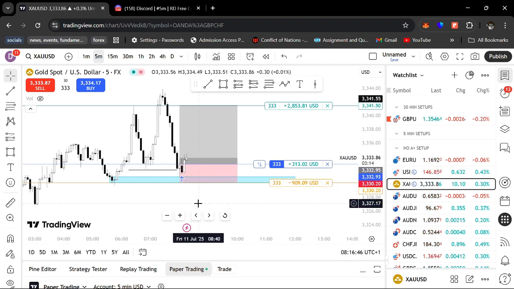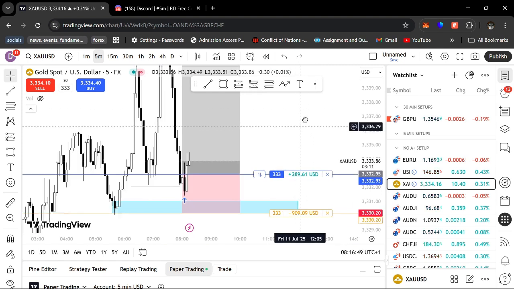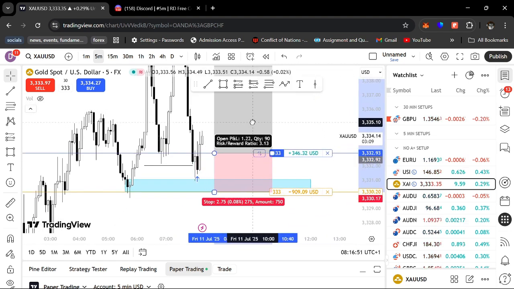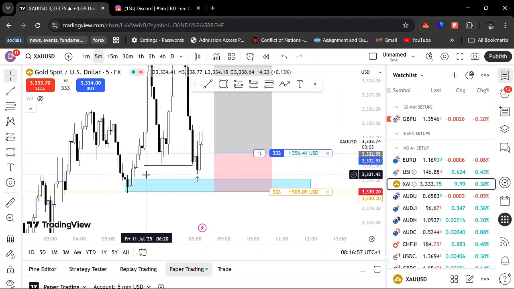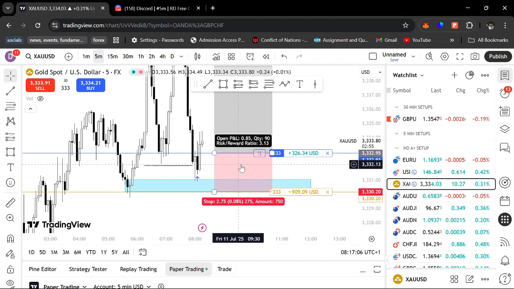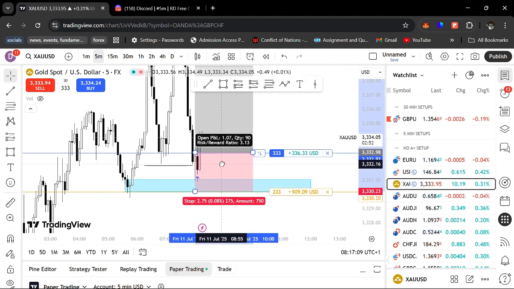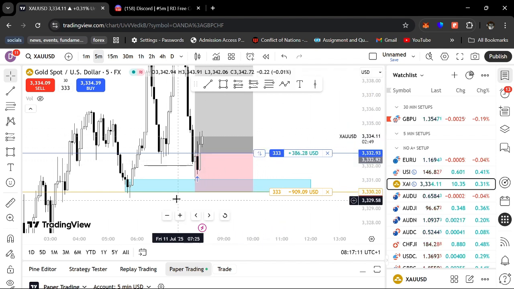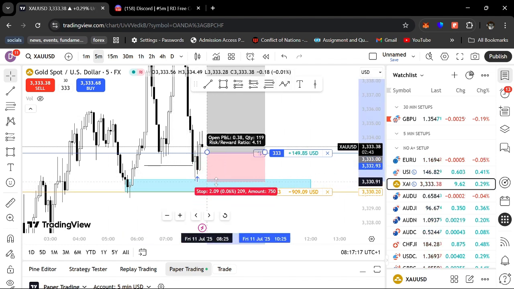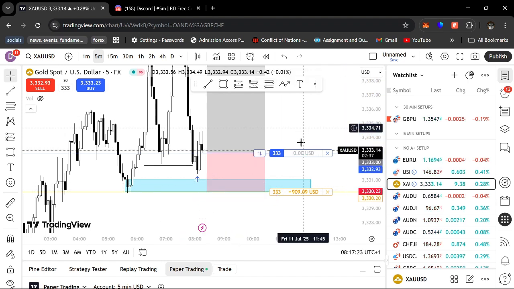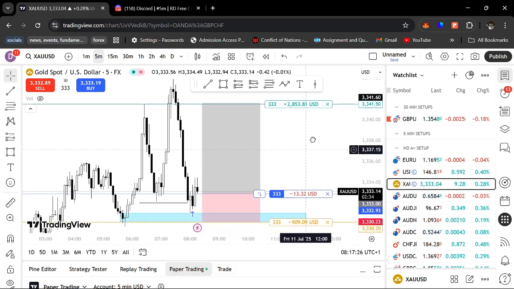Now my entry criteria: I only enter using market orders. I don't use limit orders anymore. So when I see price tapped into the zone, I want to see candlestick rejections from that zone. Candlestick rejections like this. Once I saw this bullish rejection, that was my go-to sign to enter. So I entered here. My stop loss is just beneath the zone, but most times my stop loss is meant to be around here. But since I wanted to play more safe, I put my stop loss here. And my take profit is 1:3 basically.